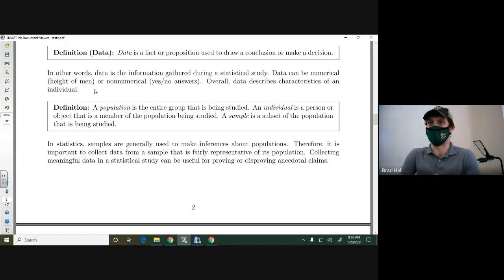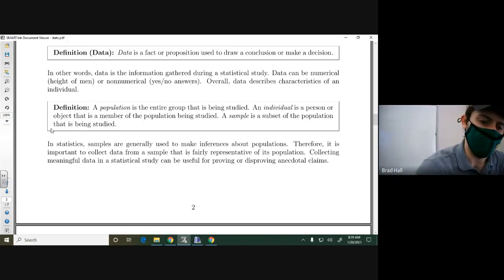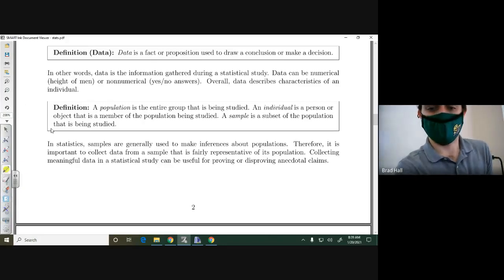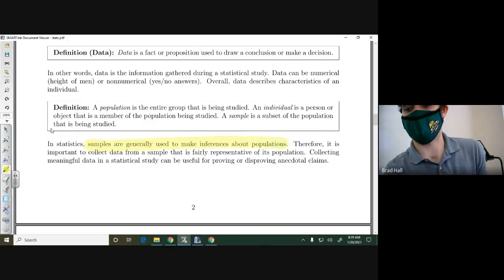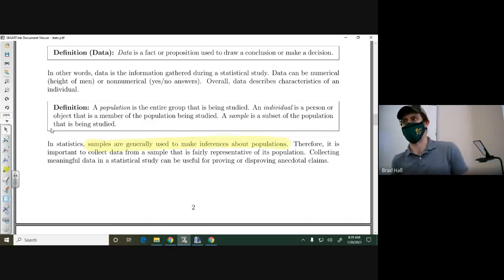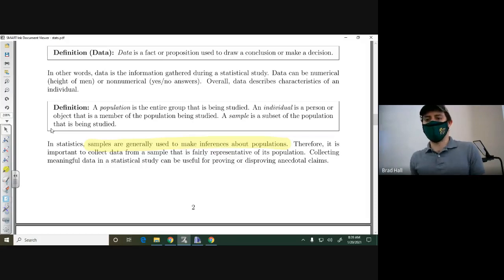So samples in general are a subset that's used to make an inference about the population as a whole, which is exactly what I say. In fact, let me write on the screen for once. Samples are generally used to make inferences about populations. Sometimes it's not practical to interview or to survey every individual in the population, so you find a sample. So that's why it's important to collect data from a sample that's fairly representative of the population.